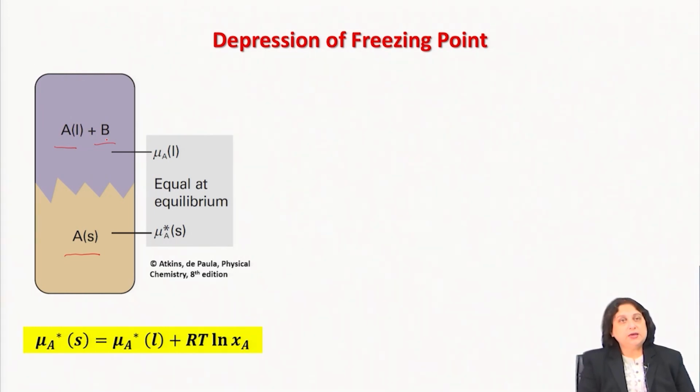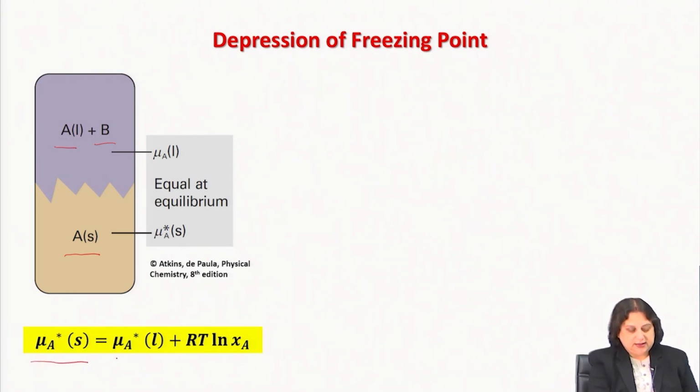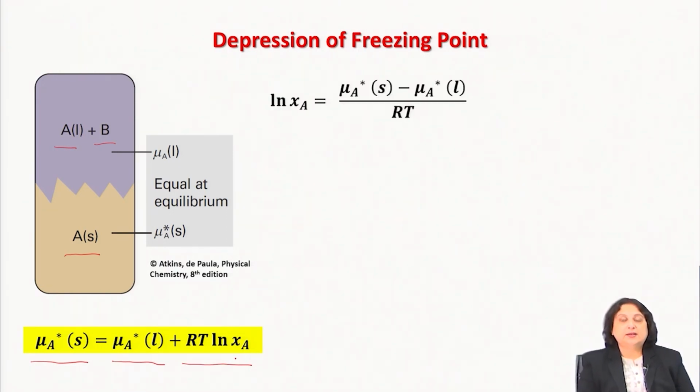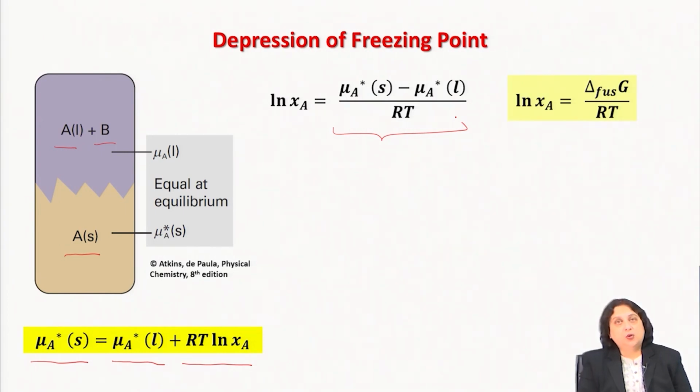So at equilibrium, I must have mu A star solid equal to mu A star liquid plus RT ln XA. Following a similar argument as we have shown in the case of elevation of boiling point, now ln XA would be given in terms of this quantity, where the numerator can now be replaced by the Gibbs free energy of fusion for the pure substance A.